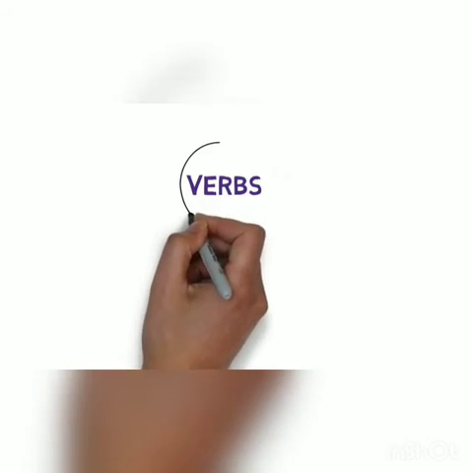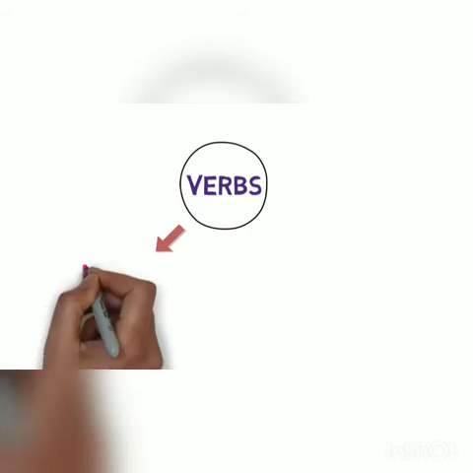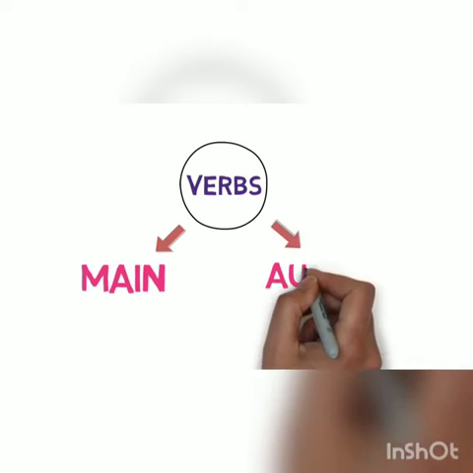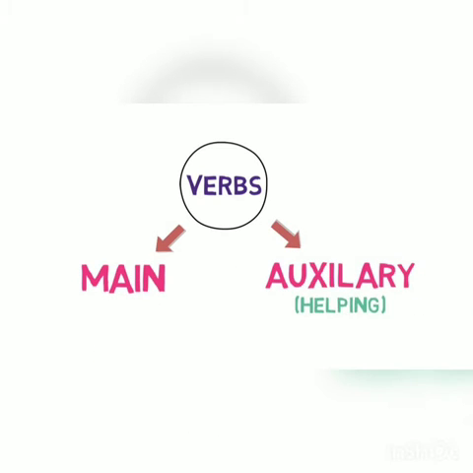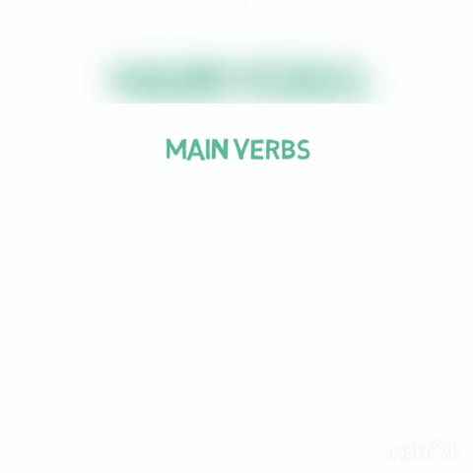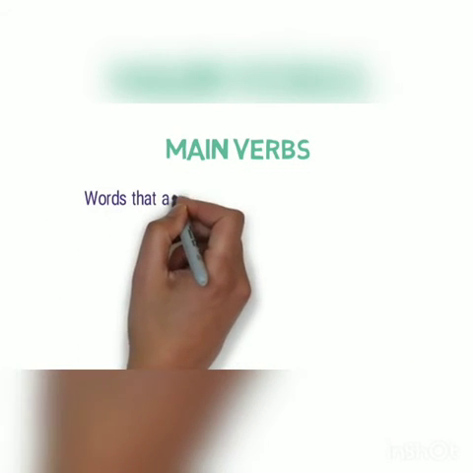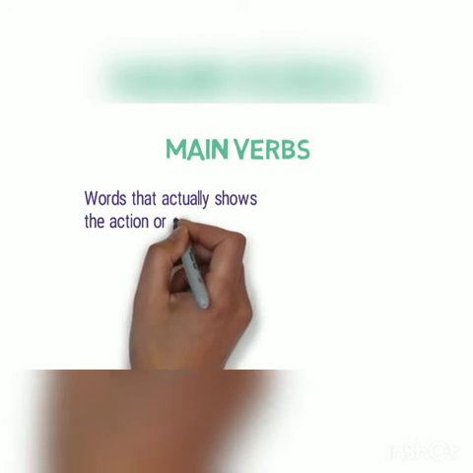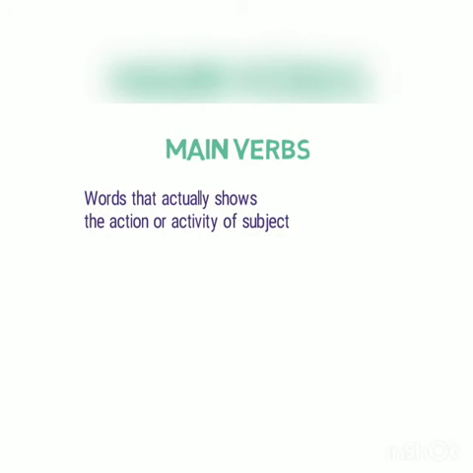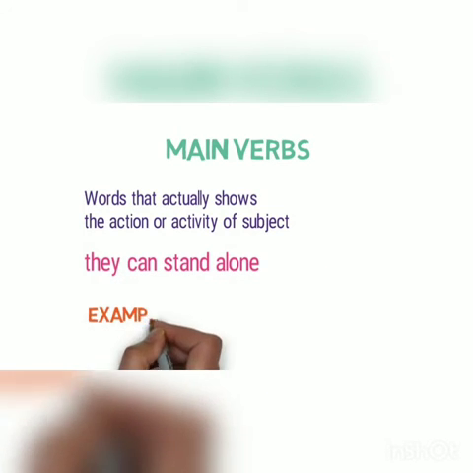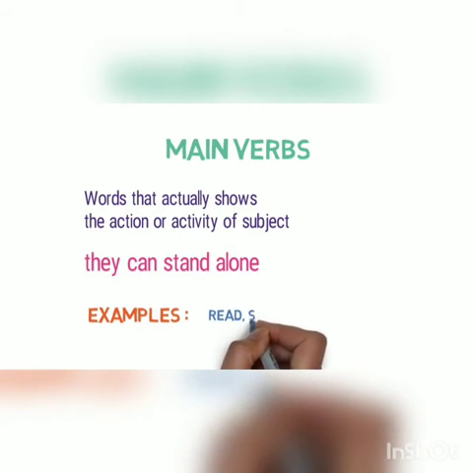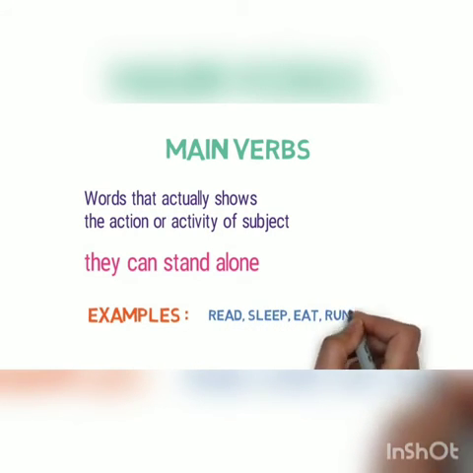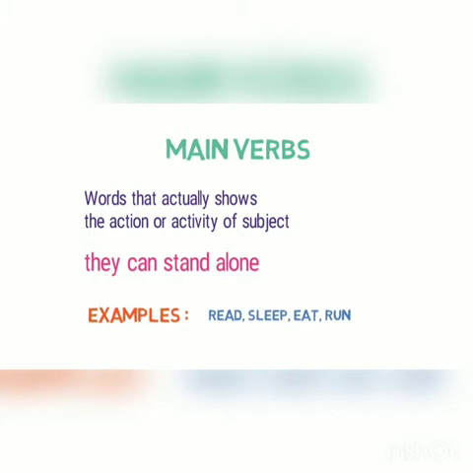Now, verbs are mainly divided into two parts: main verbs and auxiliary verbs, or helping verbs. So what are main verbs? Main verbs are the words that actually show the action or activity of the subject. They can stand alone without the help of any other verbs. Examples of them are read, sleep, eat, run. All these words can exist independently and provide complete meaning to the sentence.